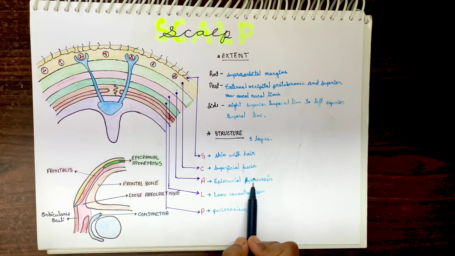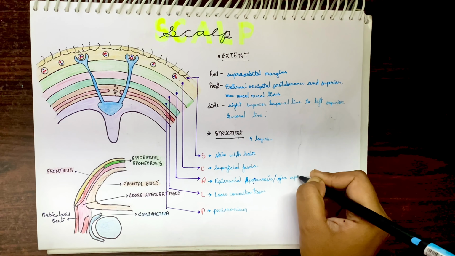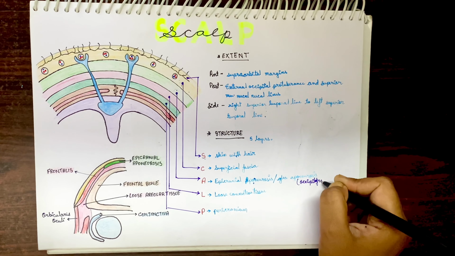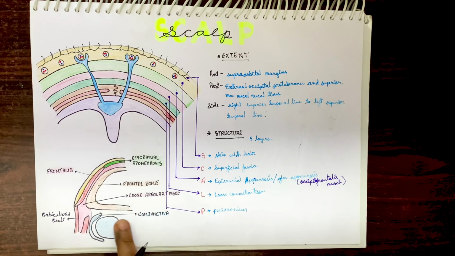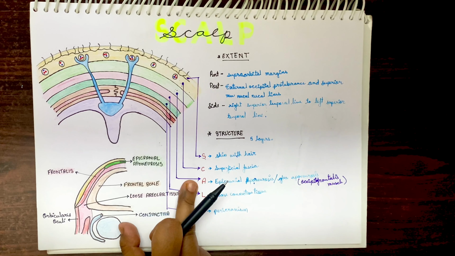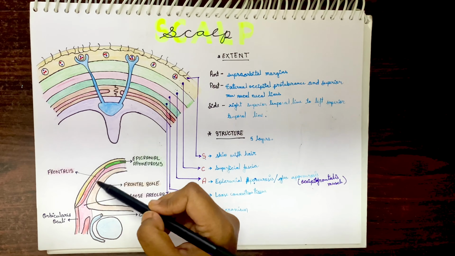Now let's learn more about the epicranial aponeurosis. It is also called the galea aponeurotica. Remember how we talked about the epicranial aponeurosis giving insertion to the occipitofrontalis muscle. The occipitofrontalis muscle has two bellies, the frontalis belly in the front and the occipital belly in the posterior extent of the scalp. The occipital belly arises from the superior nuchal lines, that is the posterior extent of the scalp, and gets inserted into the epicranial aponeurosis.